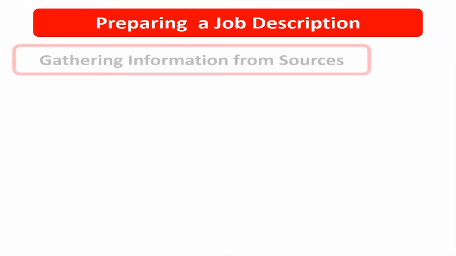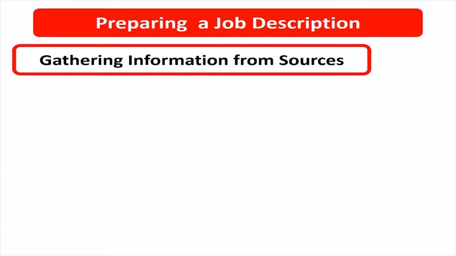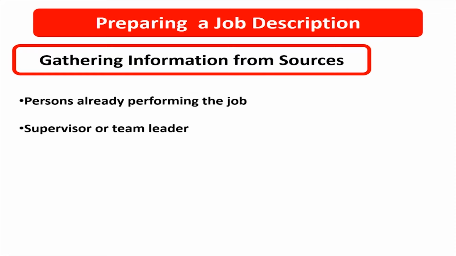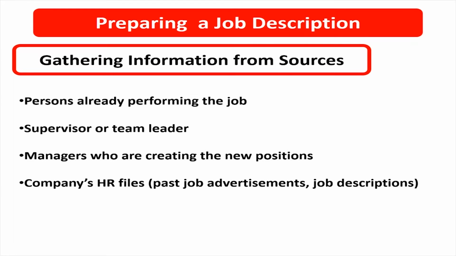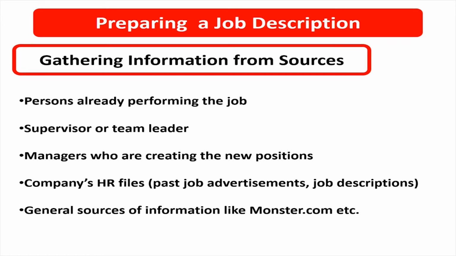Preparing a job description begins with gathering information from sources who can identify the details of performing a task. For example, persons already performing the job, the supervisor or team leader, or, if the job is new, managers who are creating the new positions. Other sources of information may include the company's human resource files, such as past job advertisements and job descriptions, as well as general sources of information about similar jobs taken from agencies like monster.com.